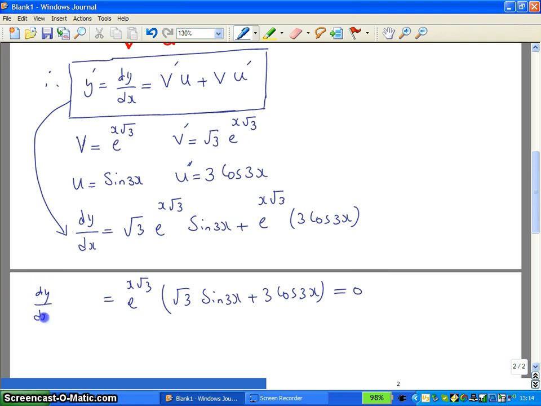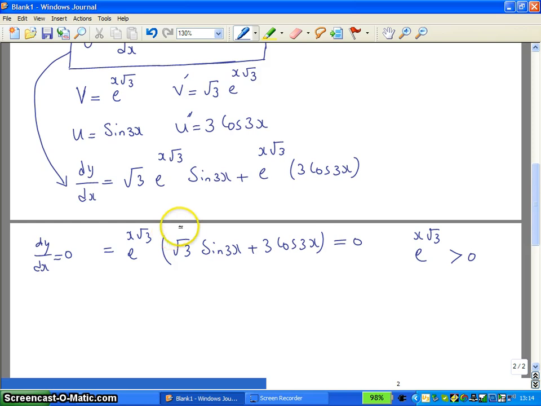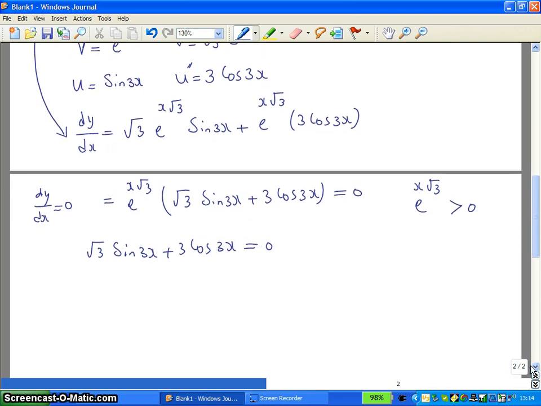But I know that e to the x root 3 is always positive, an exponential function. Remember, it cannot be 0, it's bigger than 0 for whatever value of x. So that cannot be 0. So what can be 0? This expression must be 0. So I can say root 3 sine 3x plus 3 cos 3x must be equal to 0. Basically, now we have to solve this trigonometric equation.